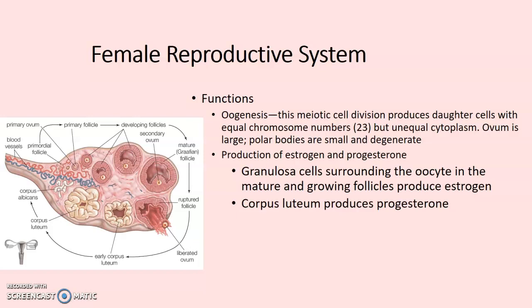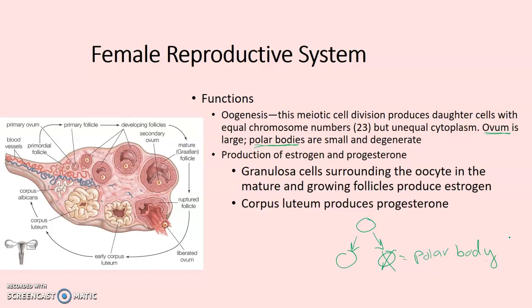So what is the function of our ovaries? Of course, oogenesis, where meiosis occurs. Ova are actually quite large, okay? The polar bodies are what are left of those two meiotic divisions. So remember, we had this one taken off the table. This becomes a polar body.